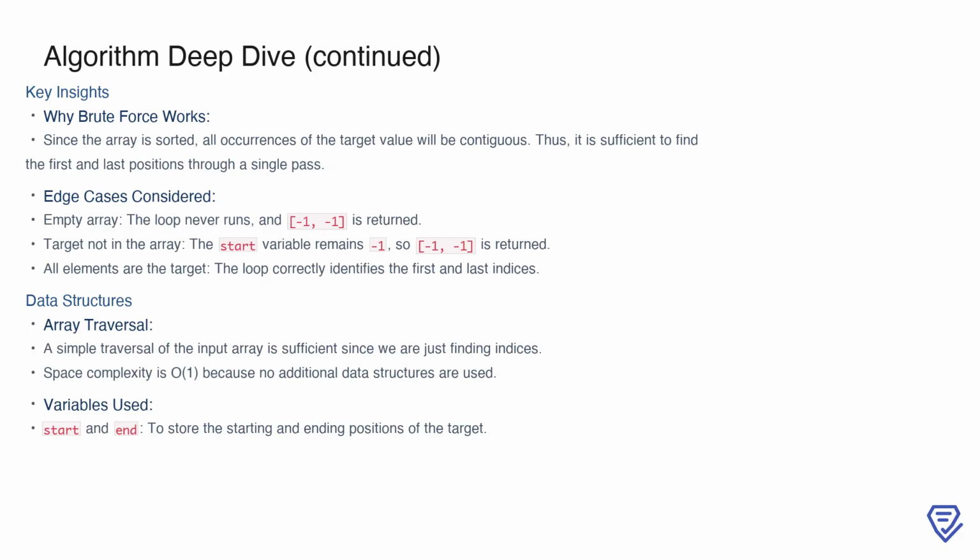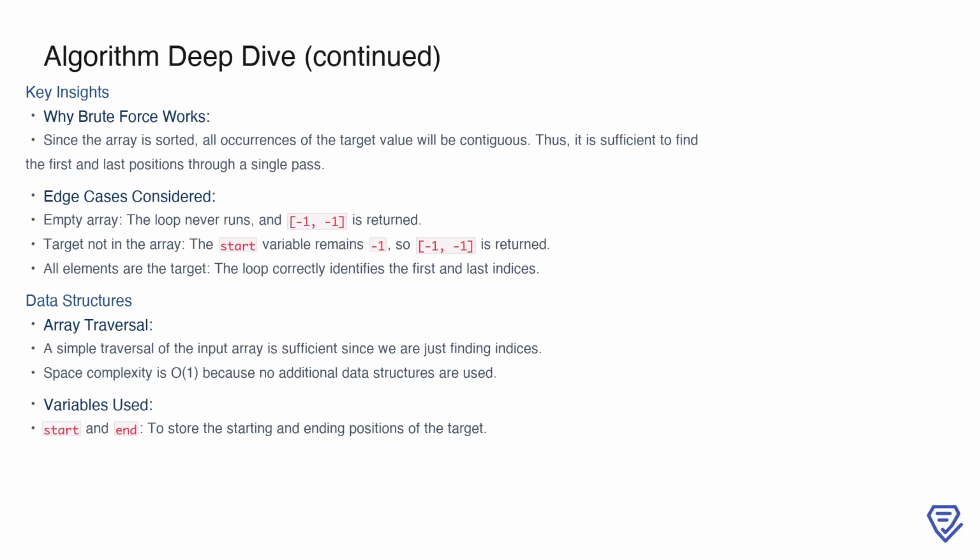For an empty array, the loop doesn't run, so we return -1, -1. If the target isn't in the array, start remains -1, and again we return -1, -1. If all elements in the array are the target, the loop correctly identifies the first and last indices.